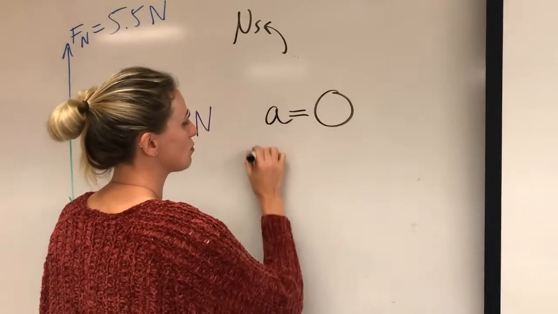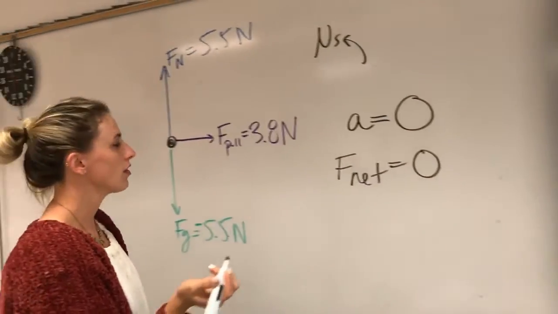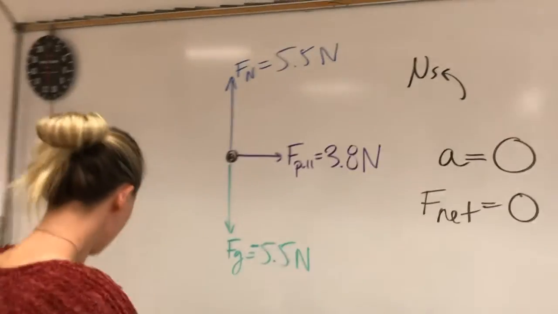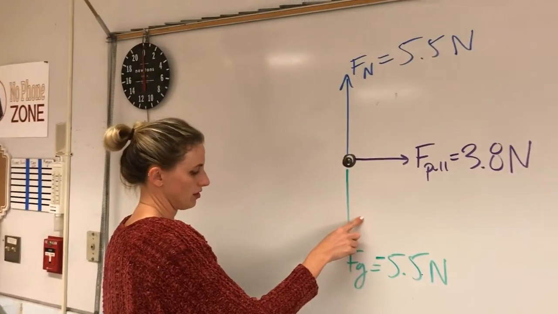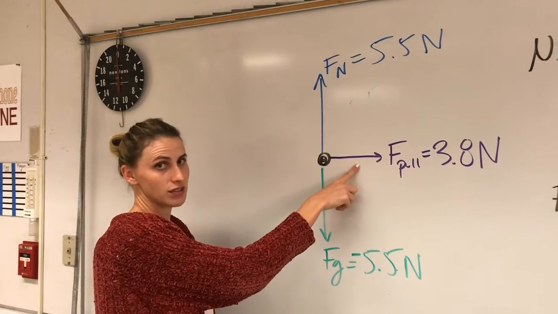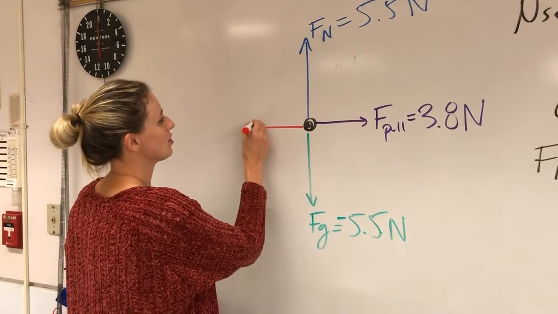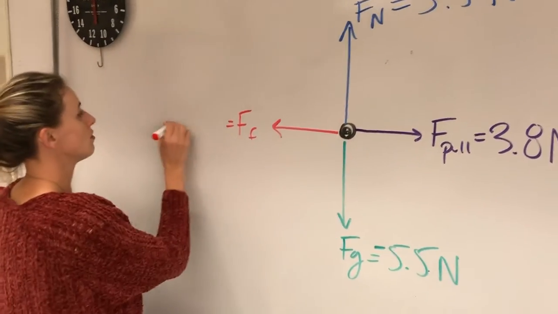The acceleration equals 0, which means my net force is 0 too, right? What does it mean if the net force is 0? That means that everything needs to cancel out. Okay, so what's canceling out so far? Right now these two are canceling out. Yeah. So we need something to cancel this one out. How about the force of friction? And that should be equal but opposite.